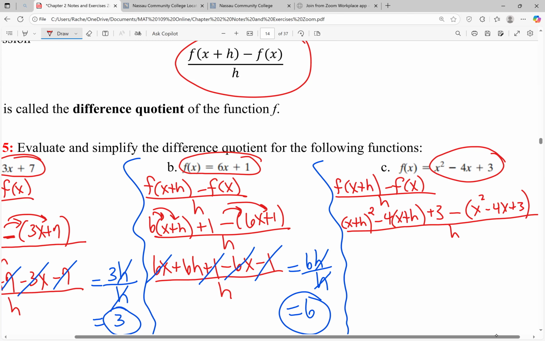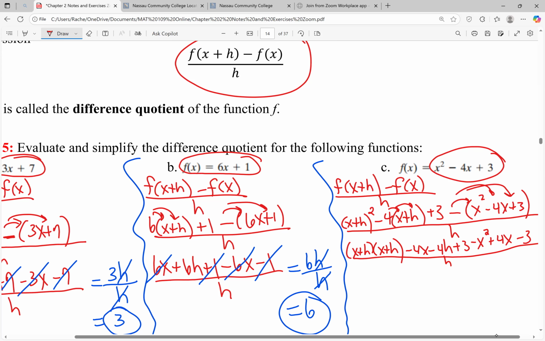So x plus h squared is x plus h times x plus h. We could just do this now, distribute the negative 4 in the next step. So we have minus 4x and then minus 4h plus 3. And then we could distribute the negative, right? So we're going to get minus x squared plus 4x minus 3 over h.